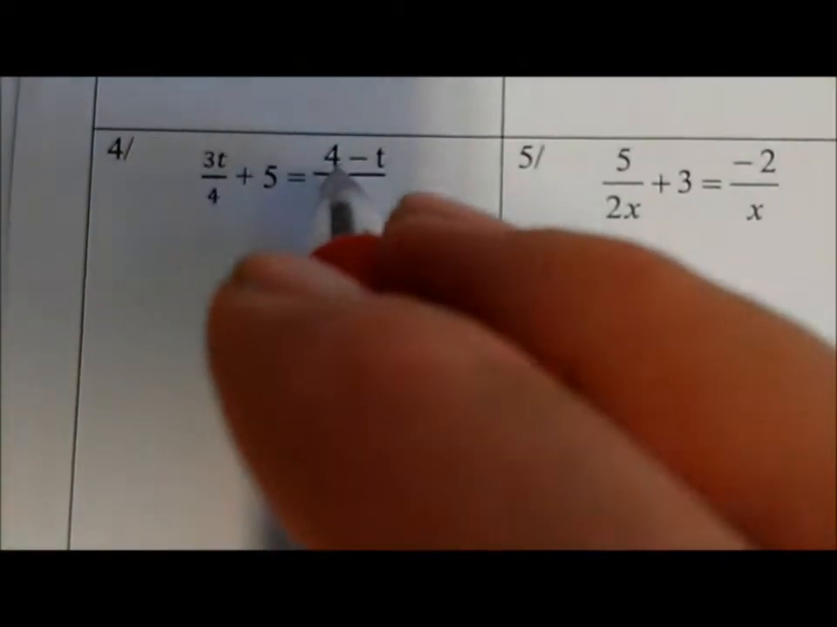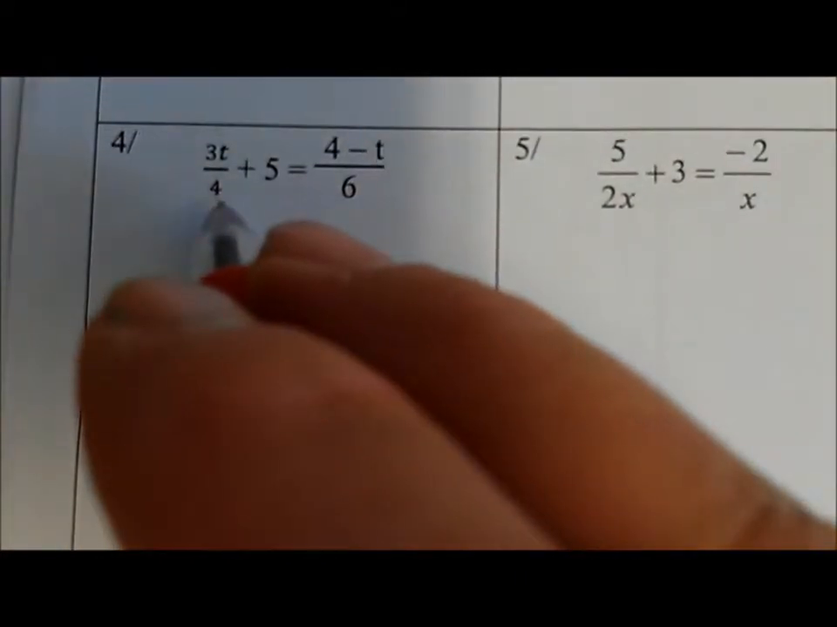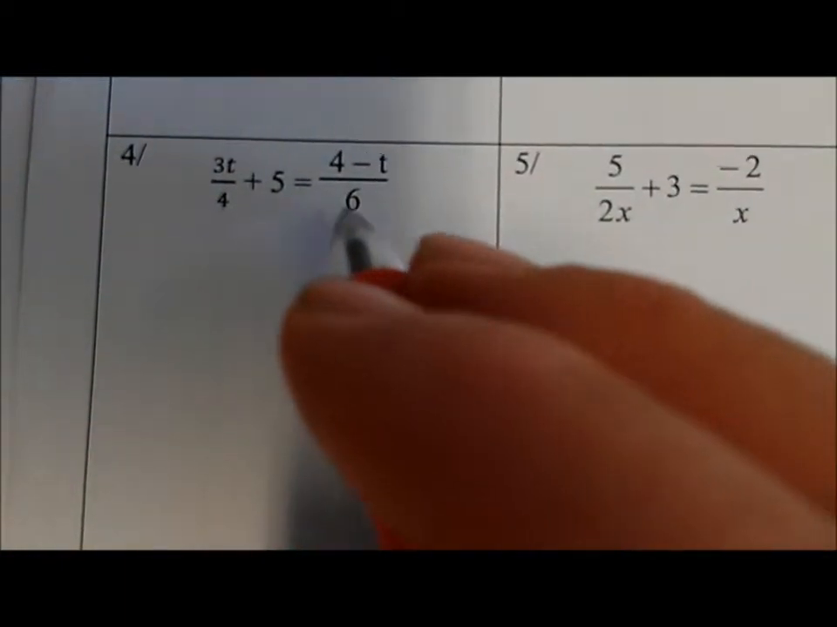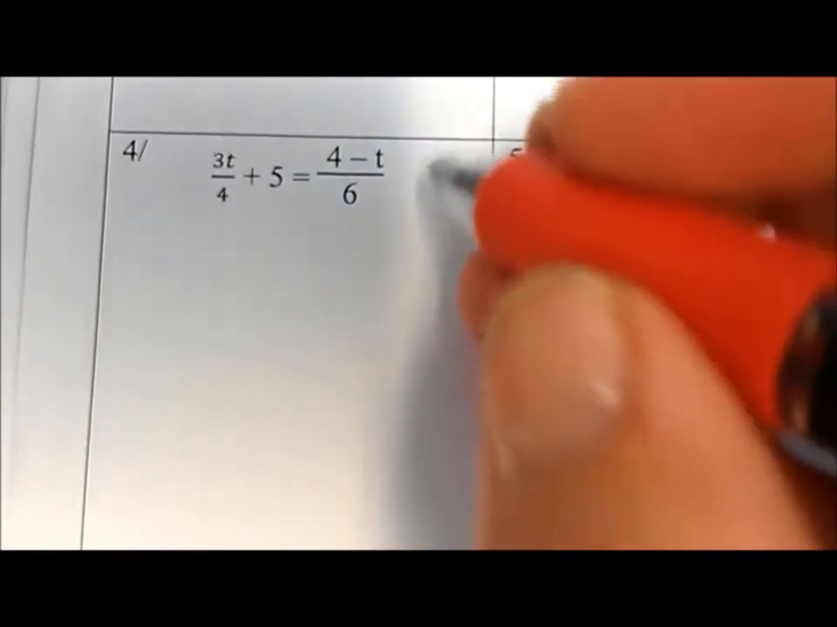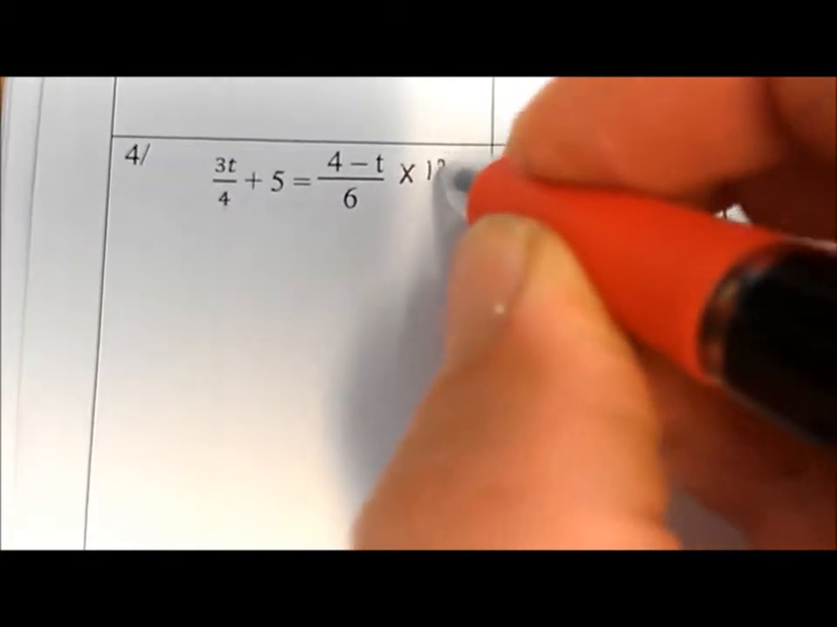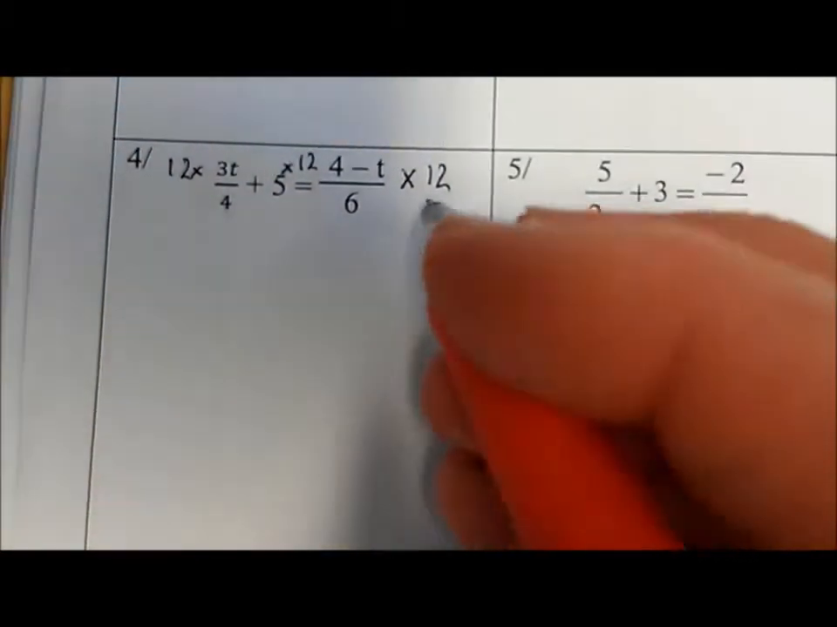3t on 4 plus 5 is 4 minus t on 6. Once again, I want to get rid of the denominator. Rather than doing two steps, I ask what's the lowest common multiple of 4 and 6? And I'll say that's 12. So I'm going to multiply every term here, including the 5, by 12. So I times everything by 12 to keep the balance in there.